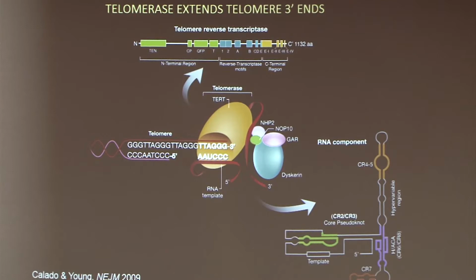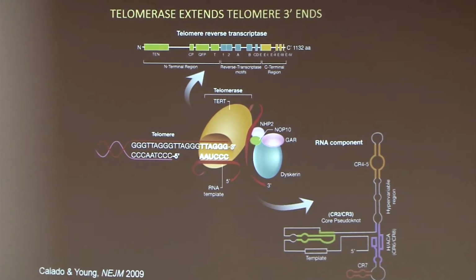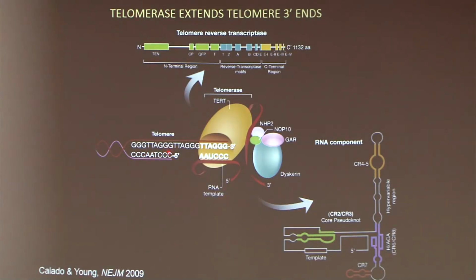And this enzyme uses an RNA template here represented in red as this RNA molecule as a template to extend telomeres. And it has exactly this CCUAA template, and this is why it extends as TTAGGG in our cells. And the 3' end gets extended by telomerase. And for that matter, DNA polymerase eventually will fill in the gap here. But this is the method for elongating telomeres in cells that have a high proliferative capacity.